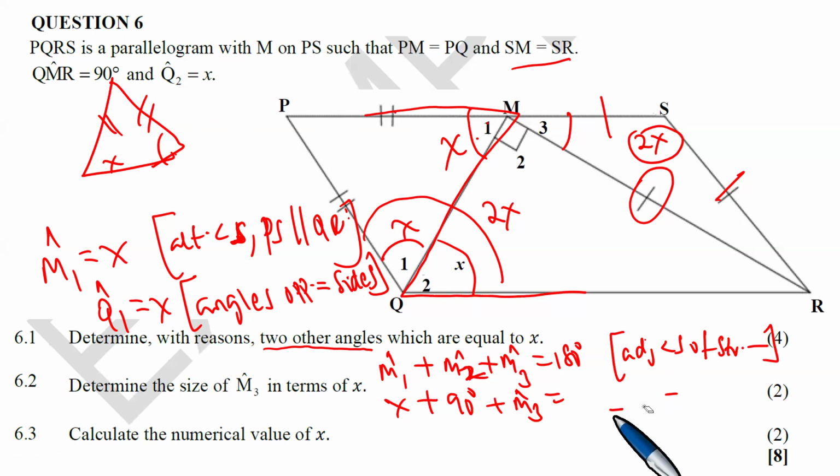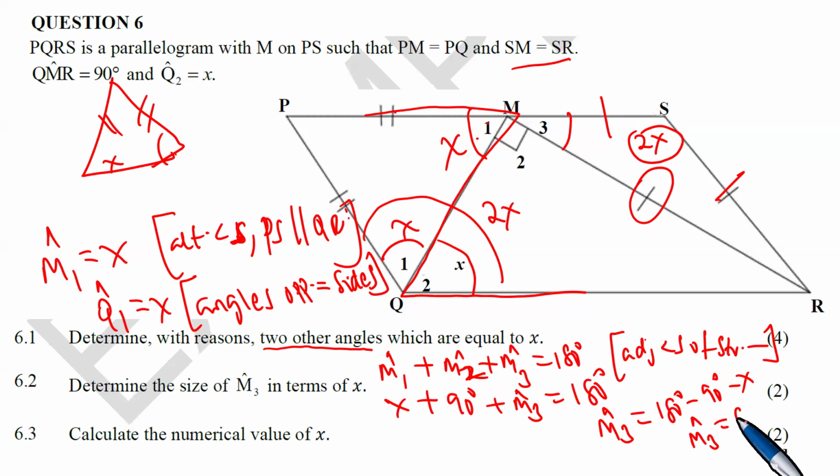There are many ways to do this question. You add everything: these are straight lines, so this plus this plus this is 180 degrees. Which means angle M3 is 180 degrees. You collect like terms, move everything across the equal sign: 180 minus 90 minus x. 180 minus 90 is 90.